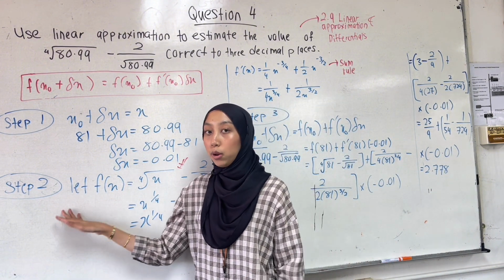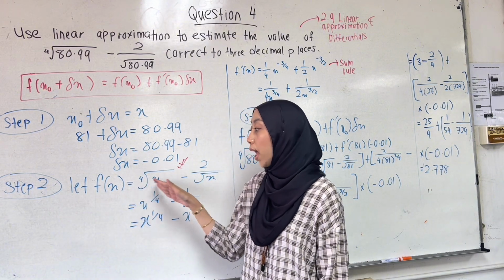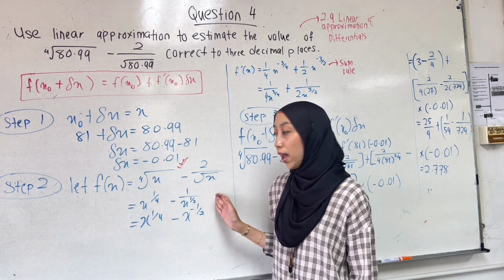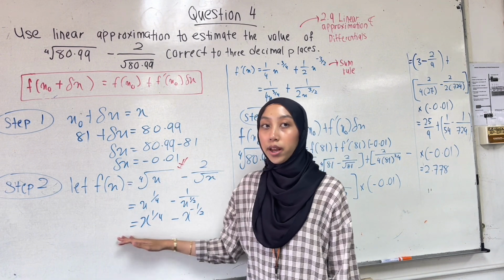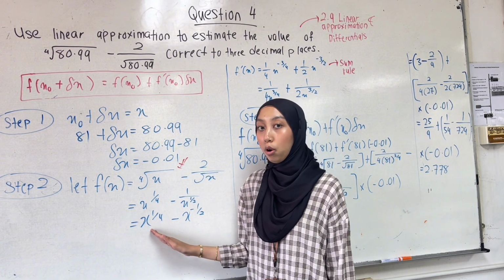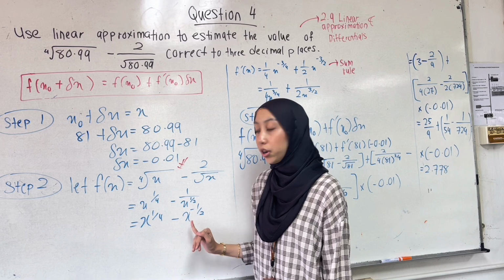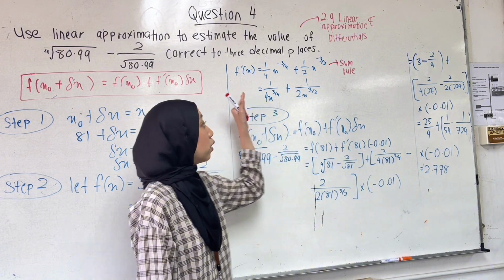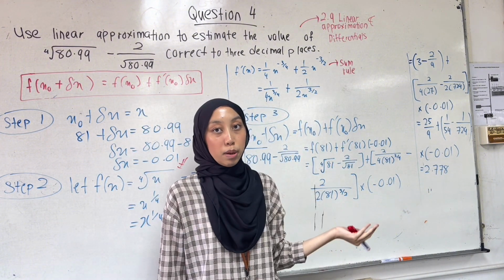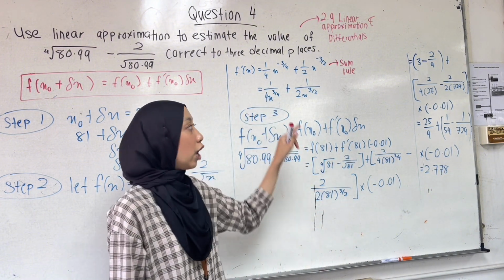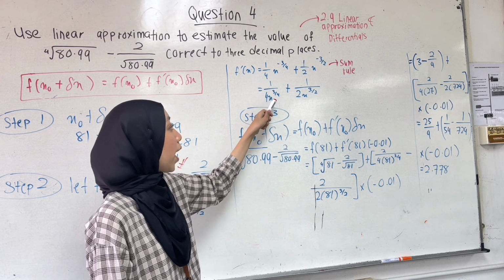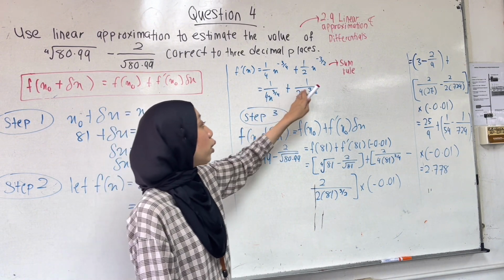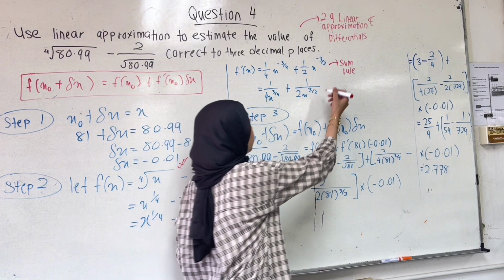For this step, we need to let f of x equal to the fourth root of x minus 2 over the square root of x. And we simplify it, and we will get x to the power of 1 over 4 minus 2 x to the power of negative 1 over 2. And for this step, we also need to find f prime of x by using the sum rule as I've explained before. And then we simplify it again, and we will get the final answer, which is 1 over 4 x to the power of negative 3 over 4 plus 1 over x to the power of 3 over 2.